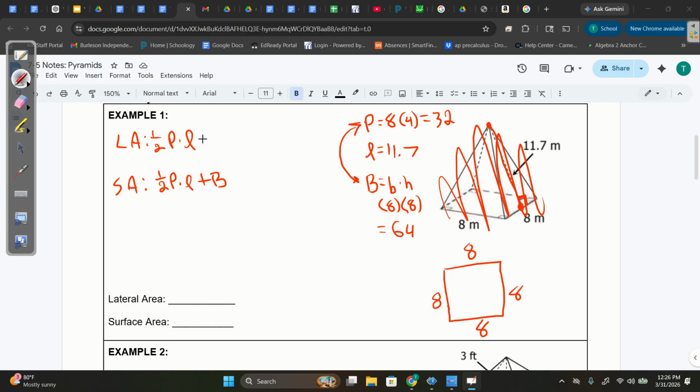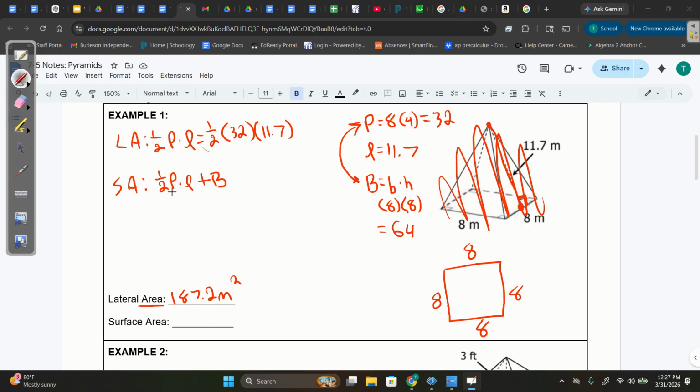I can go ahead and plug it in to my formulas over here and find out what the lateral area and surface area are. The lateral area is 1/2 perimeter, which is 32, times the slant height, which is 11.7, which when I plug into the calculator, I get 187.2, and my unit is meters squared, because we're discussing area.